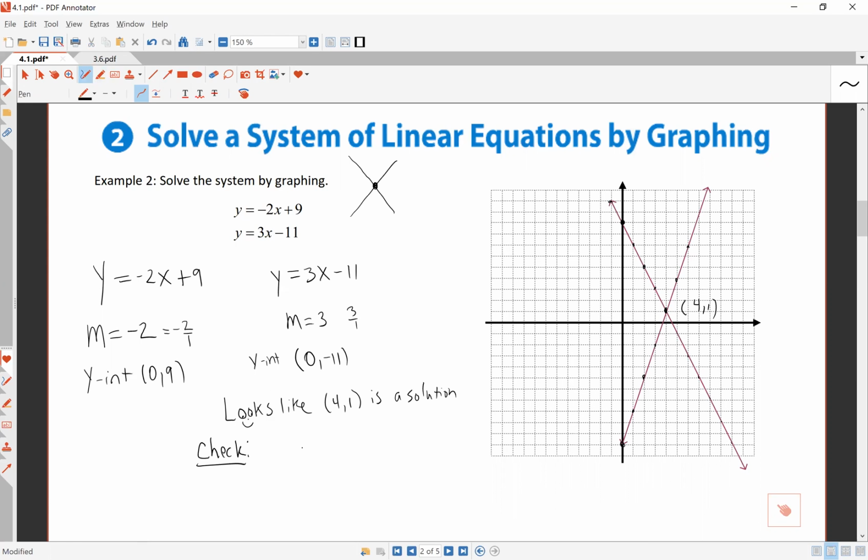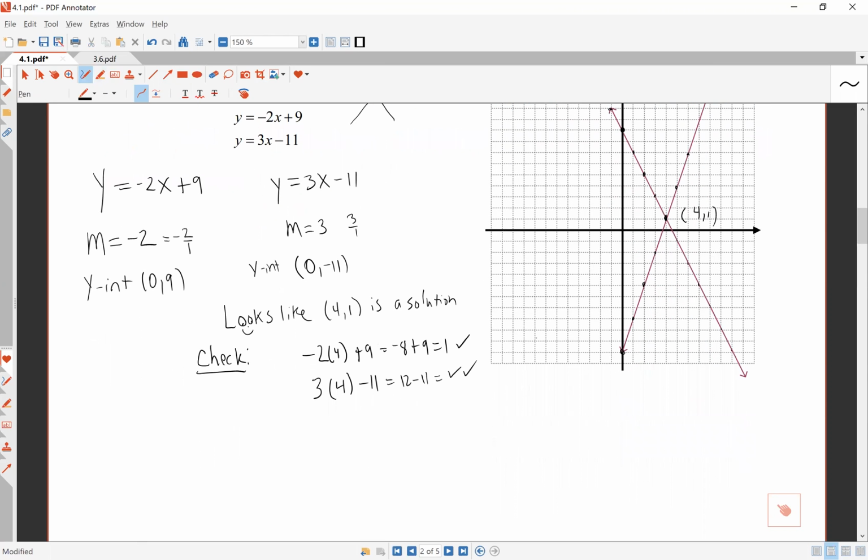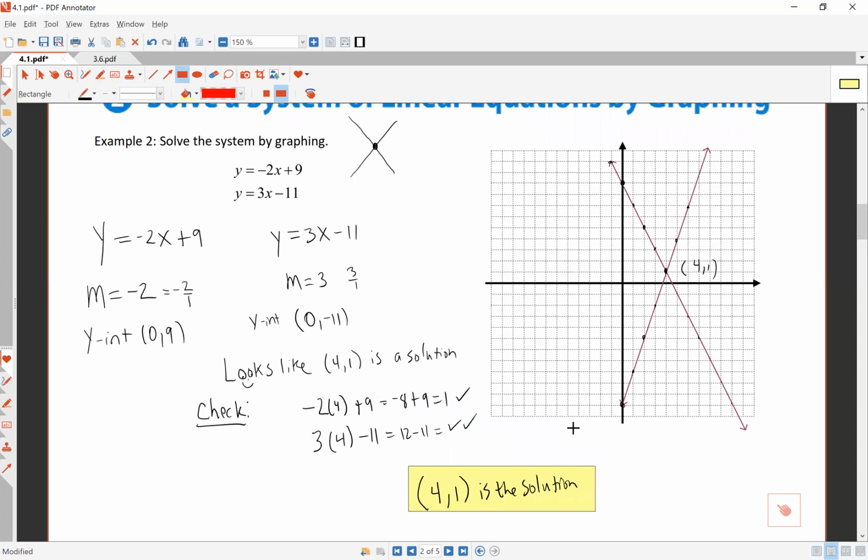So plug in 4 to the first equation. -2 times 4 is -8, plus 9 is 1. Works in the first equation. Second equation: 3 times 4 is 12, minus 11 is 1, and it works in the second equation. Now I can be confident in saying that 4, 1 is the solution. This graphing technique is a really nice technique to give us a pretty picture of what's going on. The point of intersection is the solution.